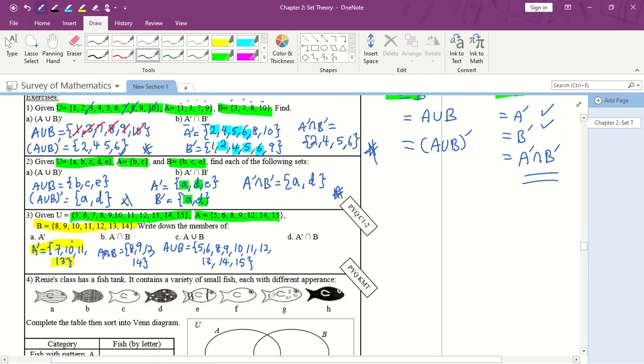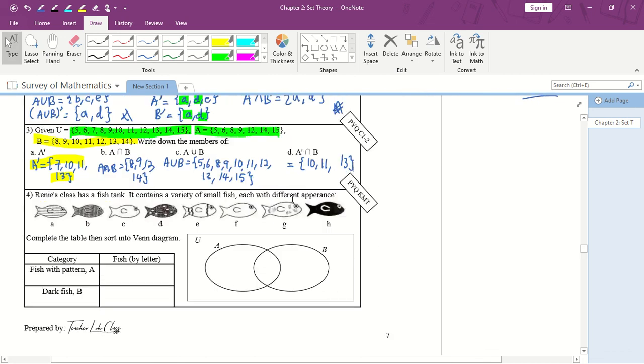So what is common between these both? Does it have 7 here? No. Does it have 10 here? Yes. 10, 11, and 13. So now we can say that A prime intersect B is equal to 10, 11, and 13. Okay? Kind of easy.